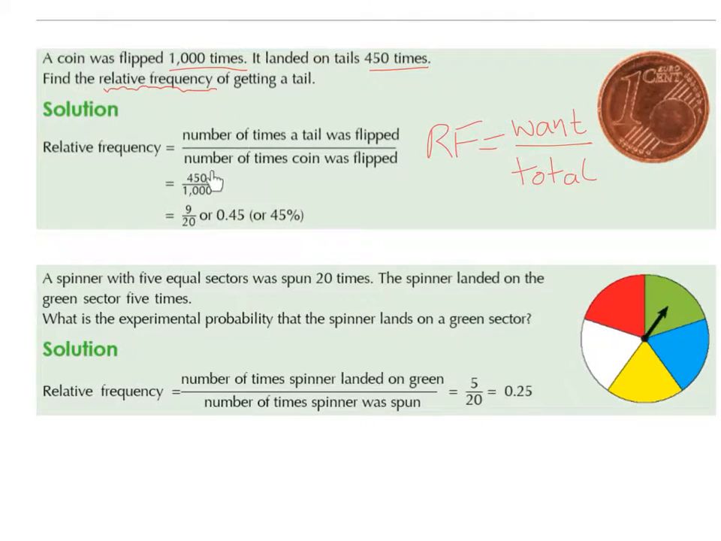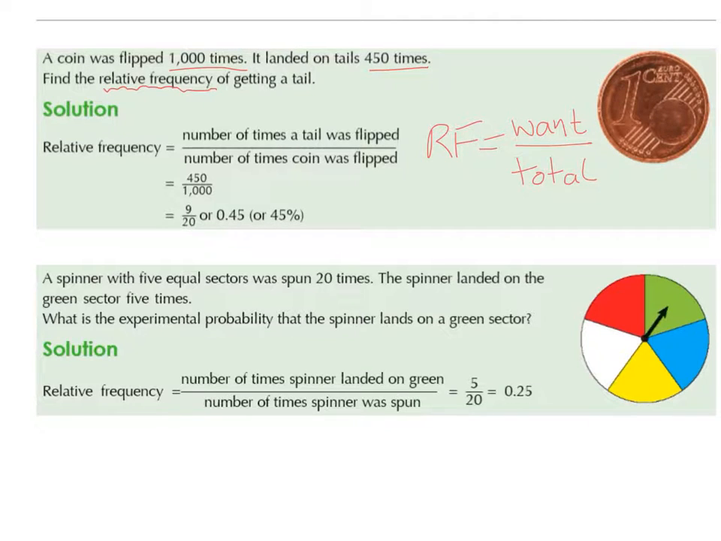So it's going to be 450 divided by 1,000, which will simplify to 9/20, or changing it to a decimal, 0.45, or changing to a percentage, 45%. So the relative frequency of getting a tail is 0.45. A decimal is what we would usually go with.